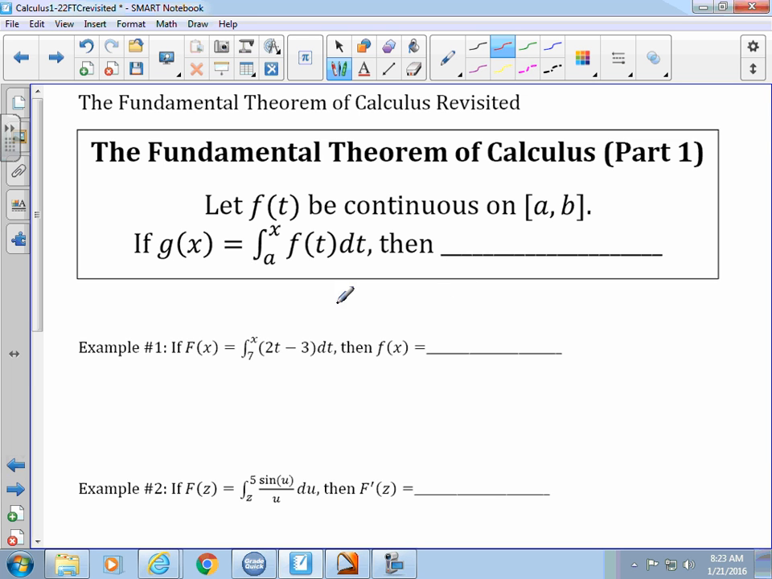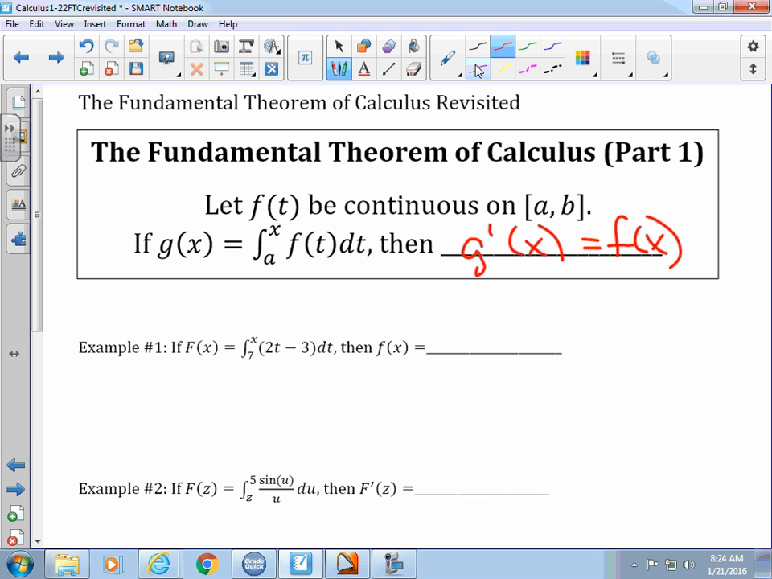I'm actually going to rewrite this a little bit differently, but we'll start with the basic fundamental theorem of calculus part 1. So we're revisiting the fundamental theorem of calculus, which said let f of t be continuous on the closed interval a to b, then if g of x is the integral from a to x of f of t dt, then g prime of x is f of x. That is the first fundamental theorem of calculus.